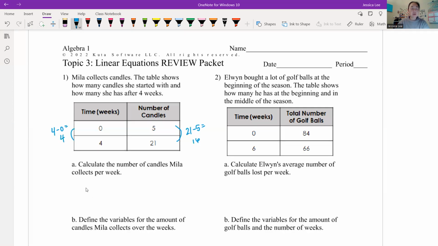So our slope, we call it m, is equal to the rise over the run. So the rise is the y. So it's going to be 16 over 4. So over the course of 4 weeks, she gets 16 more candles, because remember, she starts with 5. Which means that per week, she's getting 16 divided by 4, which is going to be 4 candles per week. All right. And if you can see right here, it's the candles per week. Okay, and when you see things like per week, you know, okay, we're talking about slope.